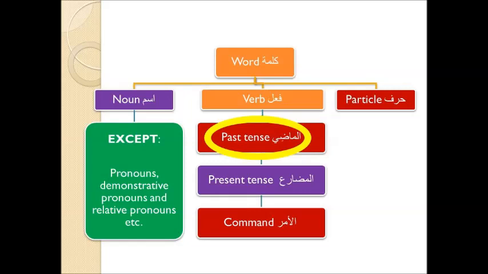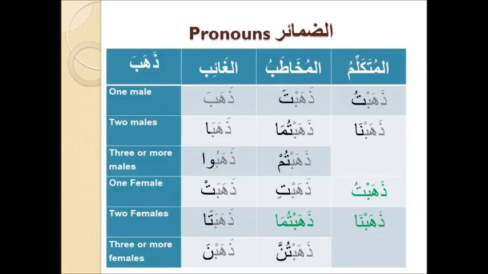Back to our word chart, we will now have a look at the past tense verb, al-madi. We covered the simple past tense verb with the attached subject pronouns. For the mutakallim, we have the singular, dhahabtu, and the plural, two or more, dhahabna, for both male and female.